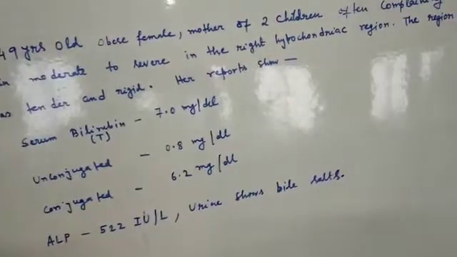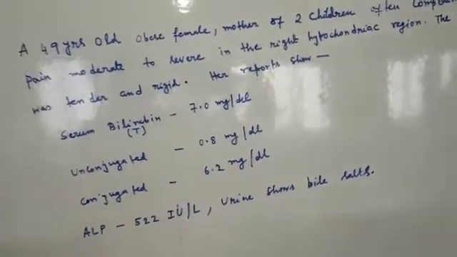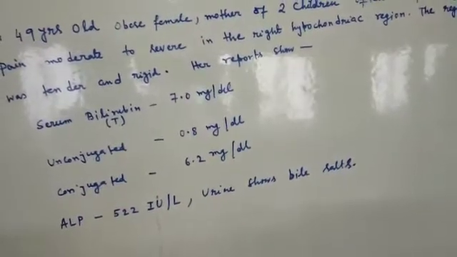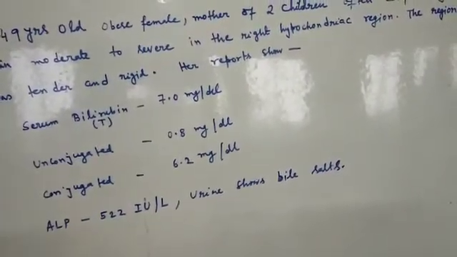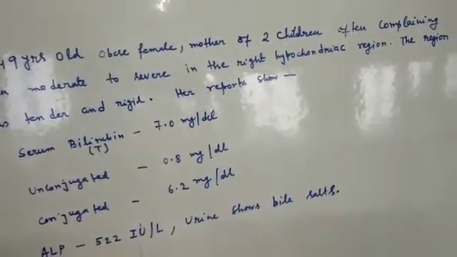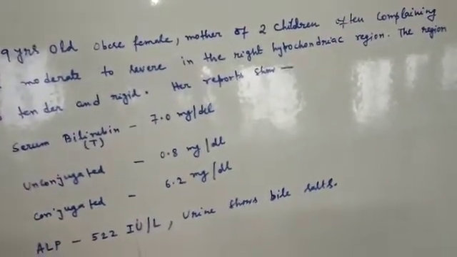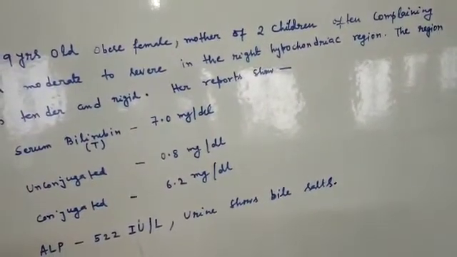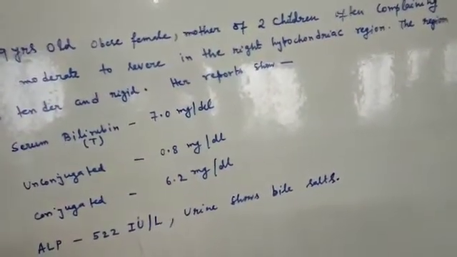So, what will be the causes? Most commonly, it may be due to gallstone. Other causes may also be there, but for an obese fertile female with pain in the right hypochondriac region, the most common cause of obstructive jaundice in such a case is gallstone.